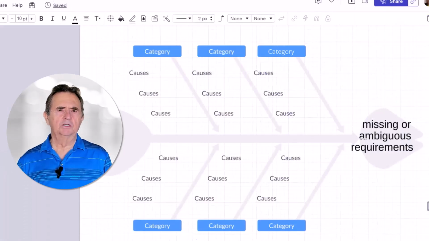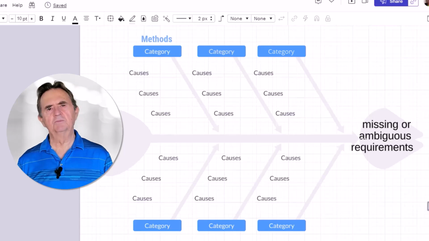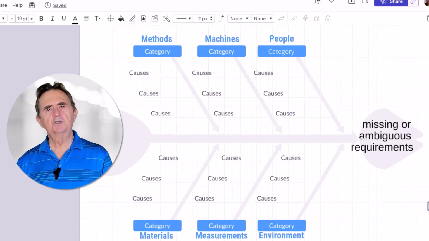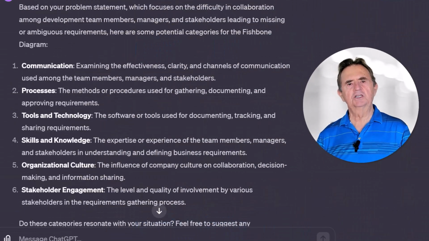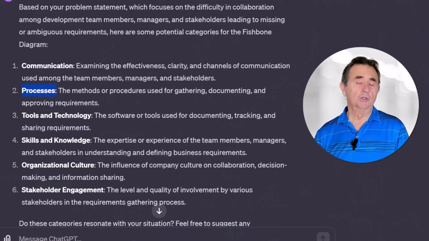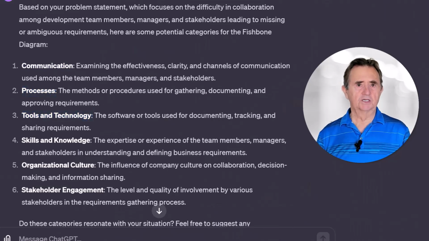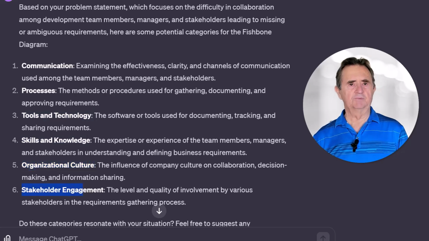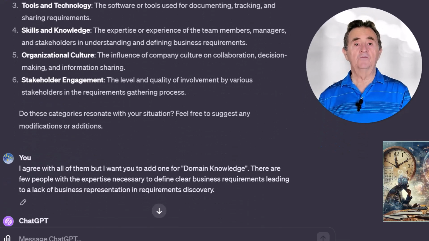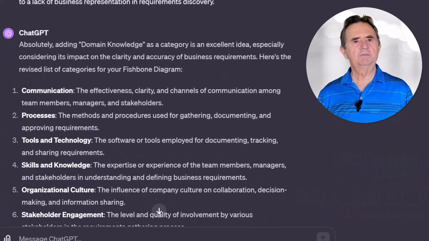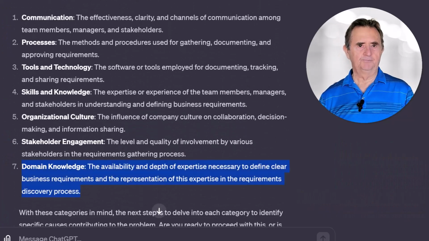There are common ones that are recommended, like methods, machines, people, materials, measurements, and environment. But for our situation, ChatGPT suggests the categories communication, processes, tools and technologies, skills and knowledge, organizational culture, and stakeholder engagement. I suggest adding one for domain knowledge and explain why I think that's important. So ChatGPT updates the list to include my idea.